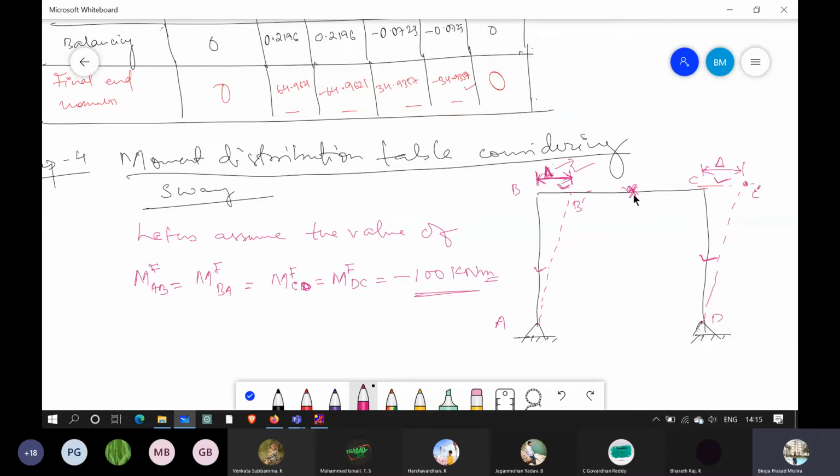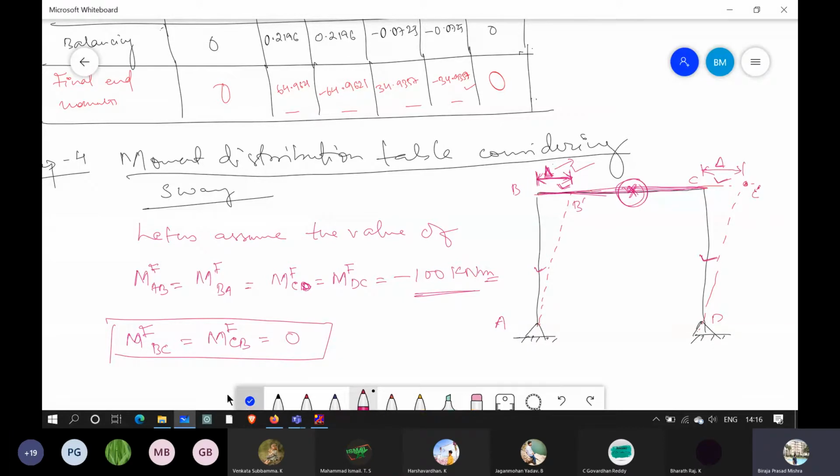And for the span BC, since no fixed end role is there, we can say that MFBC equals MFCB equals 0. Okay, because this member BC is not undergoing any kind of deformation or settlement. Okay, so now what we have to do?